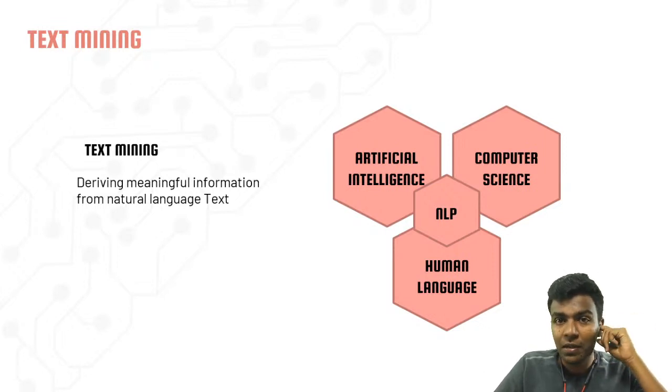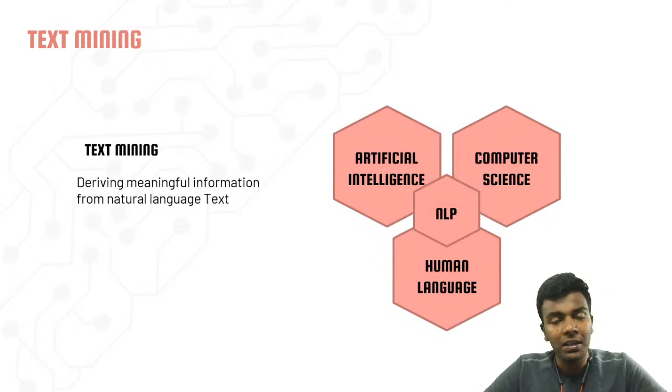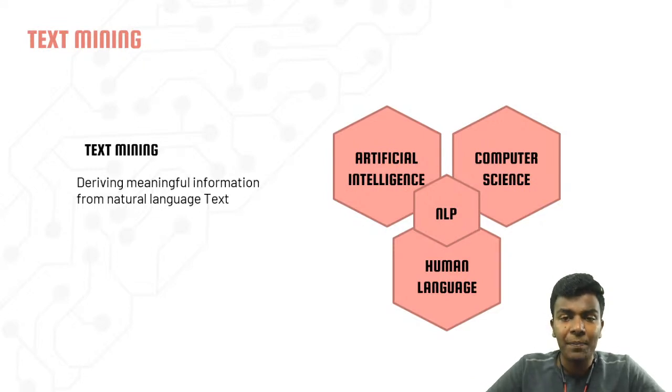Okay, so text mining is like mining in the sense that it is going to search for and look for the meaningful data which is present in the sentence or the complete Word file or Notepad file. Okay, and while talking about these branches, NLP is the combination of computer science, artificial intelligence, and human language. It combines each and everything to form a single part which is known as NLP.